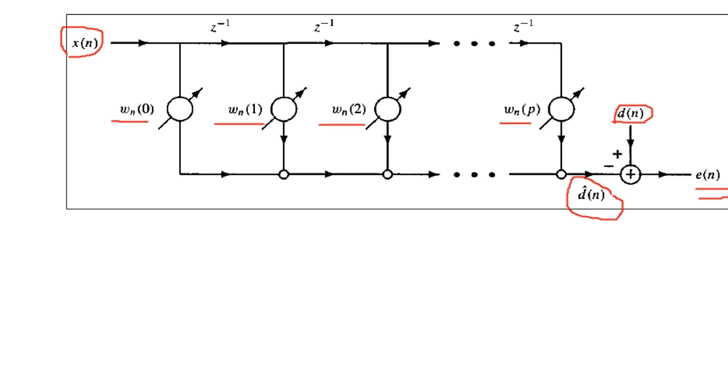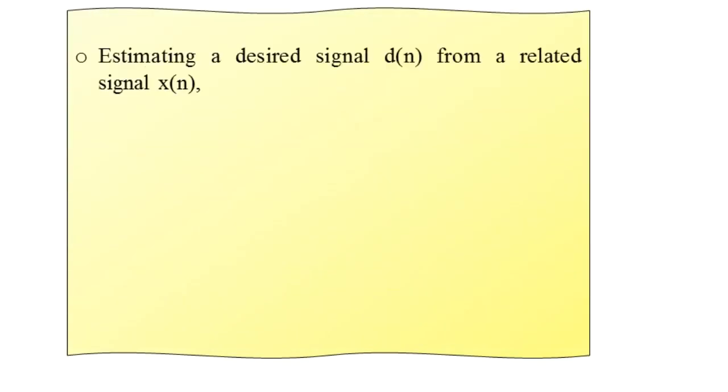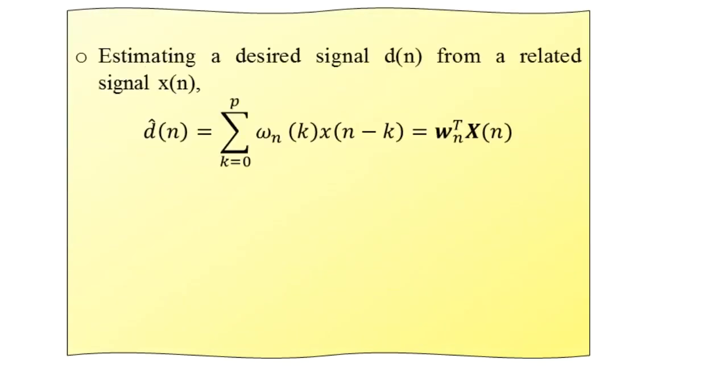Mathematically this illustration can be represented with the help of an expression. Here we have d cap(n) equal to the summation for k equal to 0 to p of w_n(k) multiplied by x(n minus k), which can further be represented as w_n transpose multiplied by x(n). Here the x(n) should be in small case, it is a typo. Now the assumption is that x(n) and d(n) are non-stationary. These are basically random processes. The same aim we discussed in the previous topic.